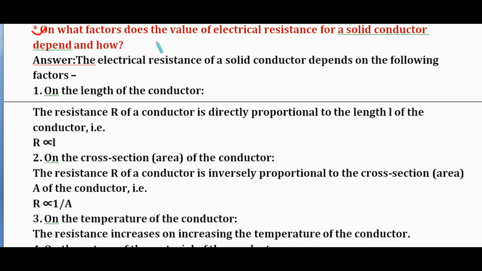Now the question: on what factors does the value of electrical resistance for a solid conductor depend, and how? The electrical resistance of a solid conductor depends on the following factors. On the length of the conductor. The resistance R of a conductor is directly proportional to the length L of the conductor, that is R proportional to L. Secondly, on the cross sectional area of the conductor. The resistance R of a conductor is inversely proportional to the cross sectional area A of the conductor, that is R proportional to 1 upon A.